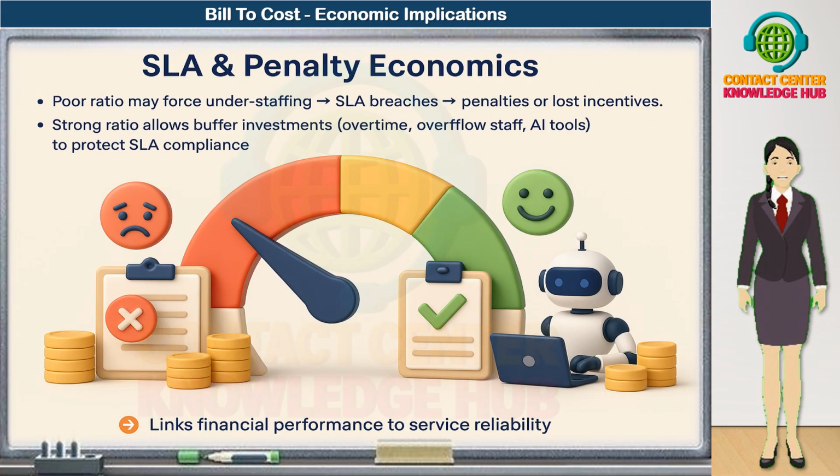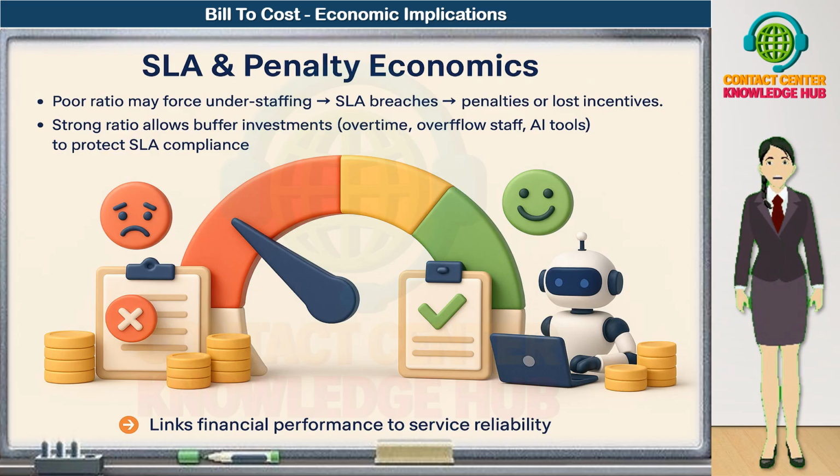Let's now look at another crucial economic implication of the build-to-cost ratio: SLA and penalty economics. Your build-to-cost ratio doesn't just measure profitability, it directly influences your ability to meet SLAs and protect performance incentives. When the ratio weakens, margins are thin and cost pressure builds, which often forces management to understaff, delay hiring, or cut back on training and quality resources. The result? SLA breaches, penalties, or loss of performance bonuses, all of which further weaken profitability.